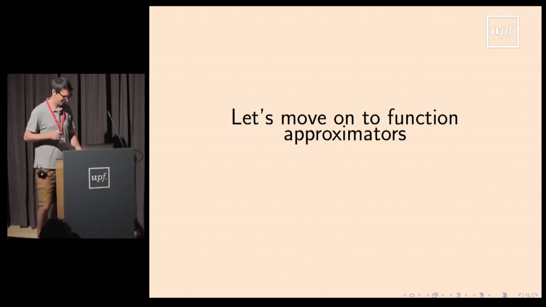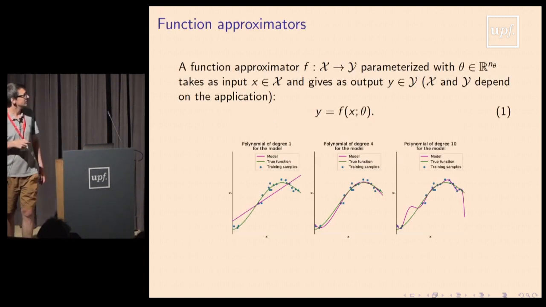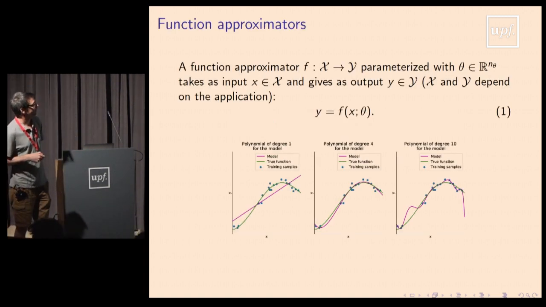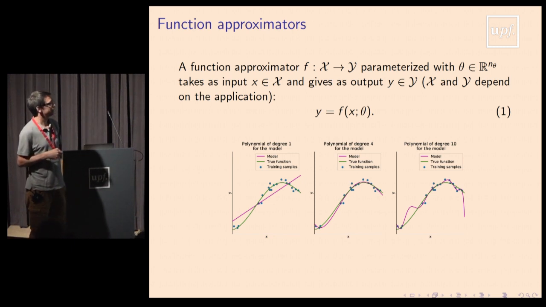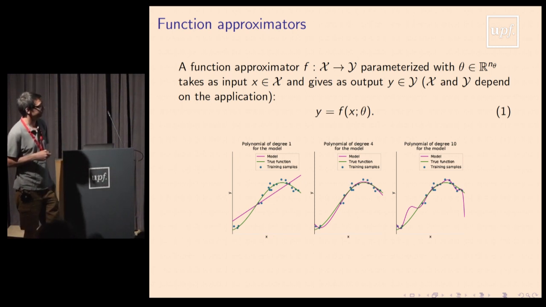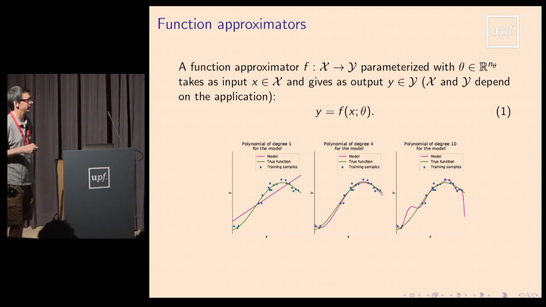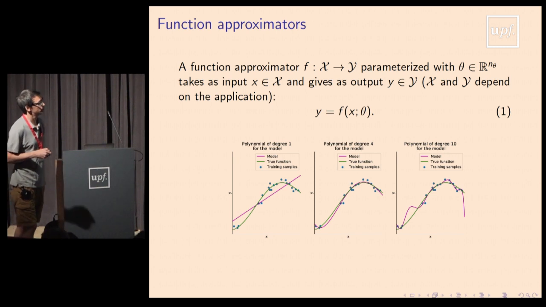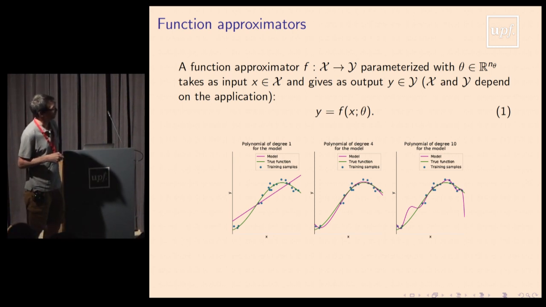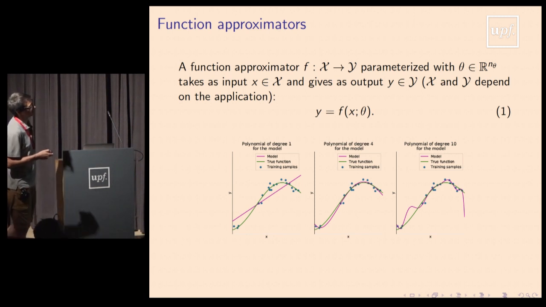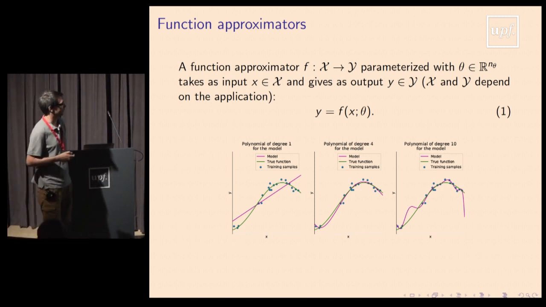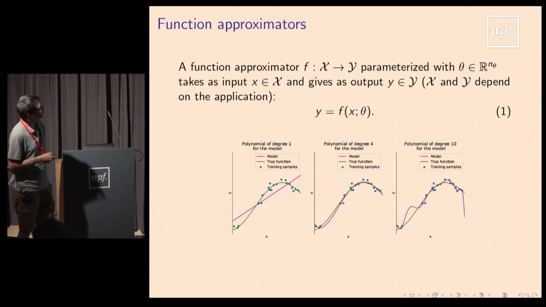part. OK, great. So functional approximators, what are they? Well, a functional approximator, in general, is a function that takes as input some x and gives as output some y. And it is parameterized with some theta belonging to a vector, basically, of size n theta of real numbers. So we can write it like this.